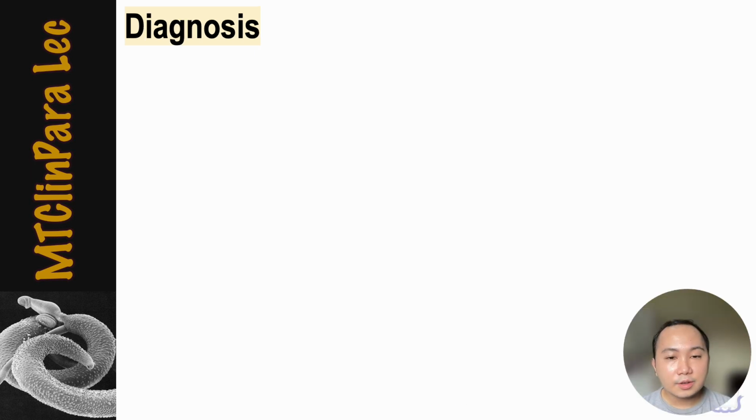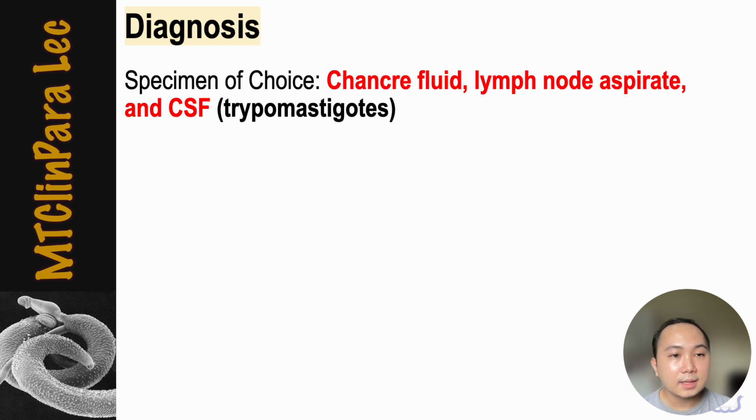So for the diagnosis of our Trypanosoma brucei complex, the specimen of choice is chancre fluid. This is more common at the early stages of the disease. Lymph node aspirate is common in early to mid stages, while CSF is more common sa ating late stages, especially for people with CNS involvement. Kindly take note also that blood is also another specimen of choice. I forgot to add it on the particular slide. So kindly take note that blood can also be specimen of choice, especially at early stages of the disease.